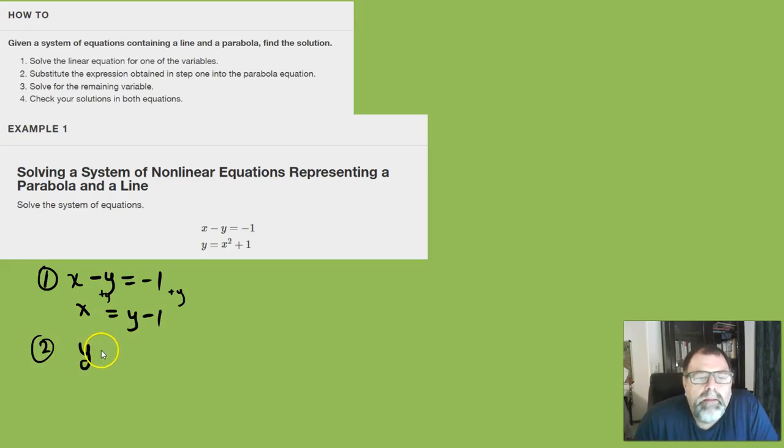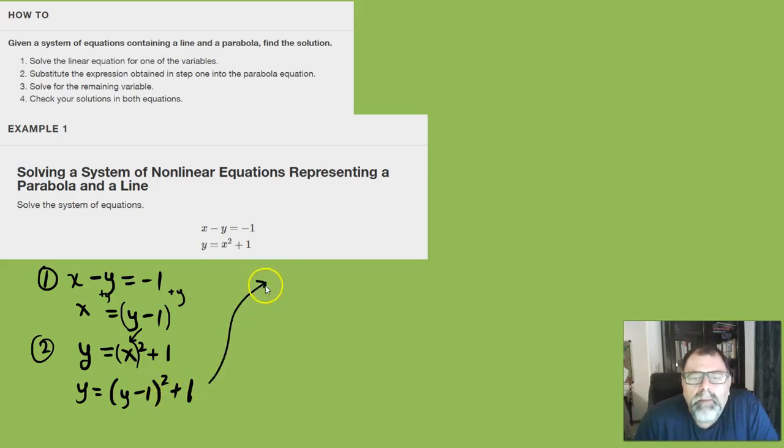So we get y equals x squared plus 1. And we're going to take the x out and put in the y minus 1 in for x. That's the substitution step. Then we're going to solve this resulting equation. So you're going to FOIL this out or use the square formula. Hopefully you know that by now. So it's going to be y squared minus 2y. If you FOIL it, you're going to get minus y twice, so you get minus 2y. And then minus 1 times minus 1 is positive 1. And then we have the plus 1.